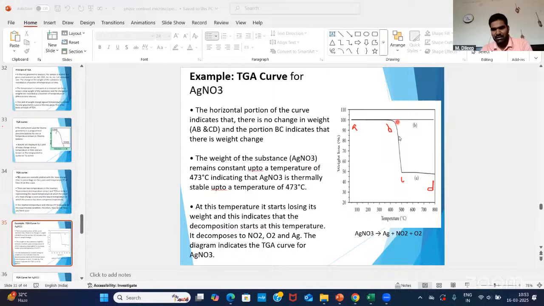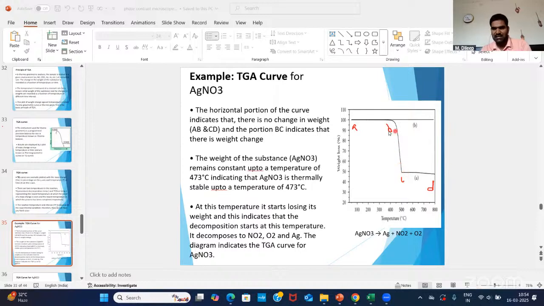But after 473 degrees centigrade, what is happening? It is becoming thermally unstable and it is losing its weight, isn't it? It is losing its weight from B to C. If you consider the weight of this sample is 100, after 473 degrees it is becoming 50. It is losing half of its mass.